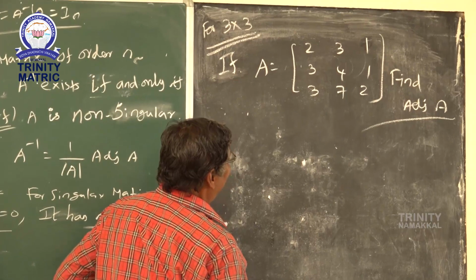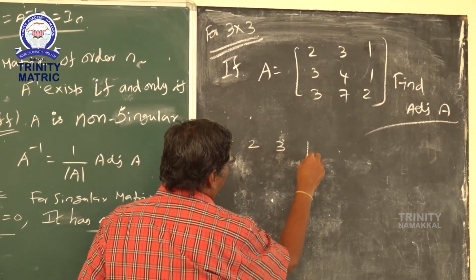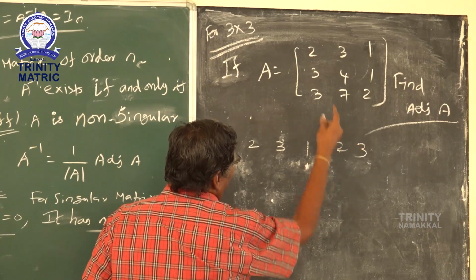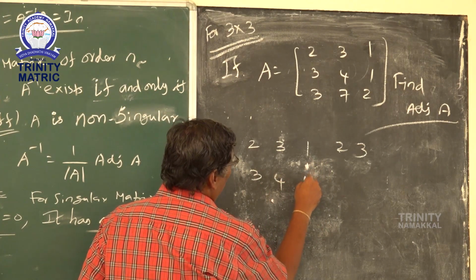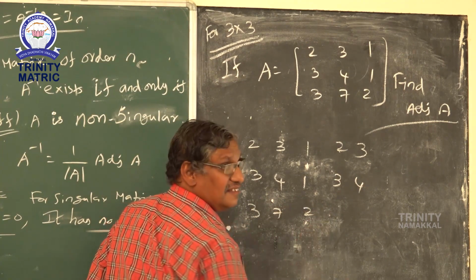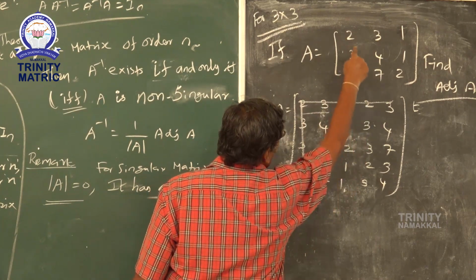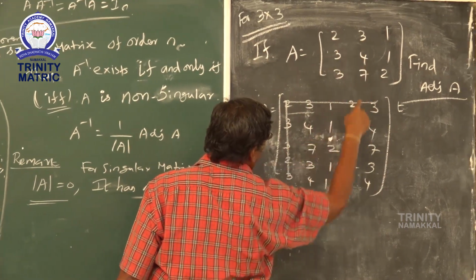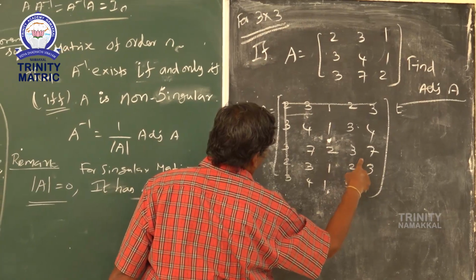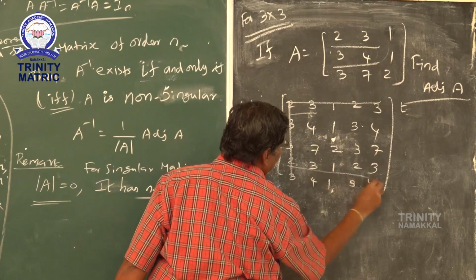We can find adjoint A. Write this again one time: 2, 3, 1. Again write 2, 3, like that. Then 3, 4, 1, 3, 7, 2. You have to write this: first 2, 3, 1, again only this 2, 3, then 3, 4, 1, 3, 7, like that. This one should be right again.